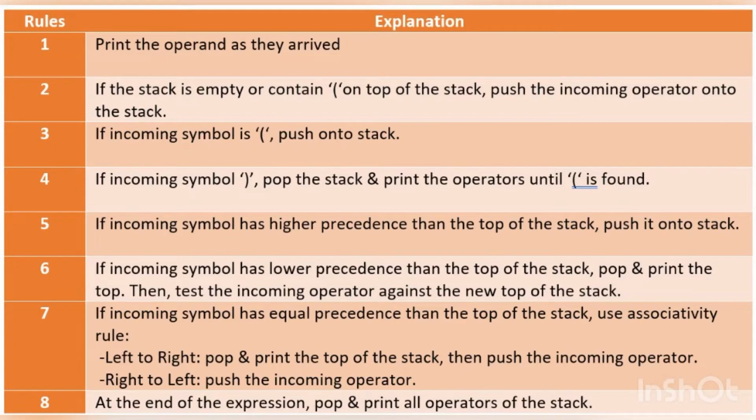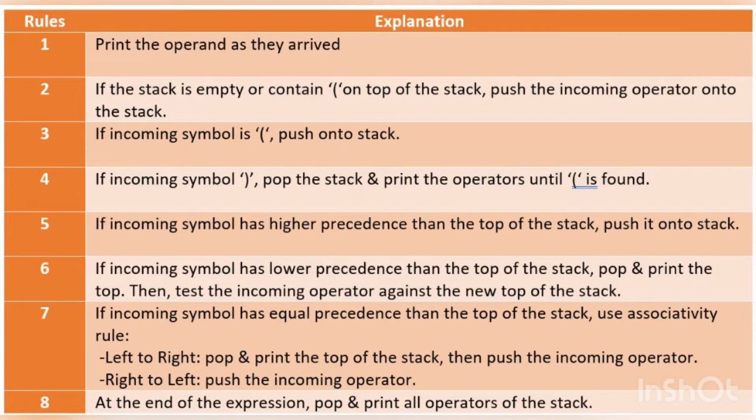The third rule is if the incoming symbol is a left bracket, push it onto the stack. The fourth rule is if the incoming symbol is a right bracket, pop the stack and print the operators until a left bracket is found. Rule number 5, if the incoming symbol has higher precedence than the top of the stack, push it onto the stack. Rule number 6, if the incoming symbol has lower precedence than the top of the stack, pop and print the top, then test the incoming operator against the new top of the stack.